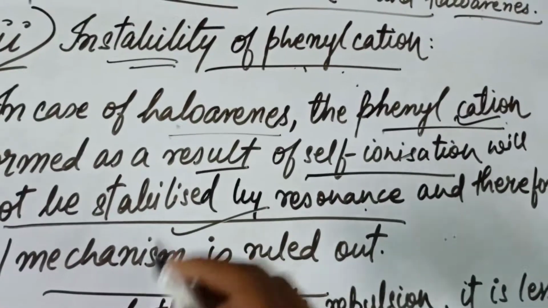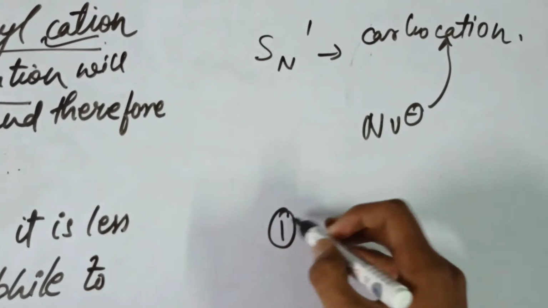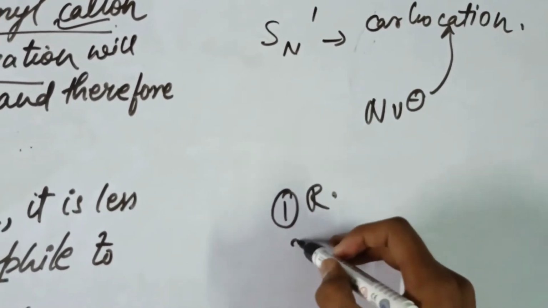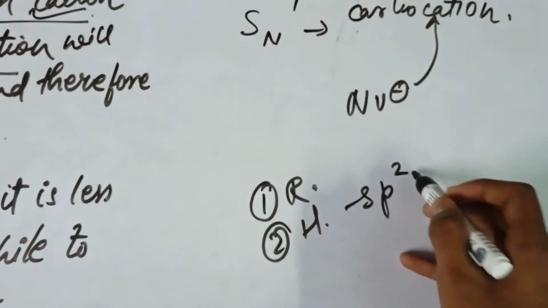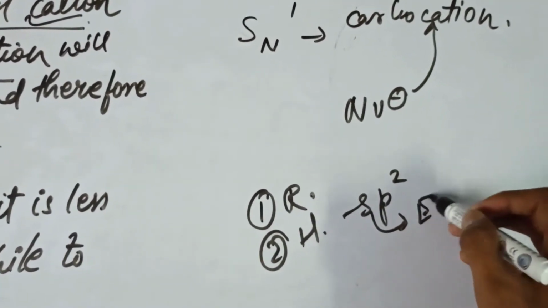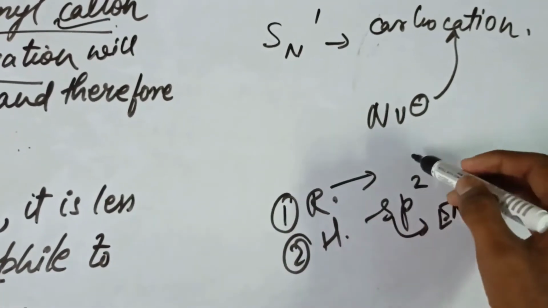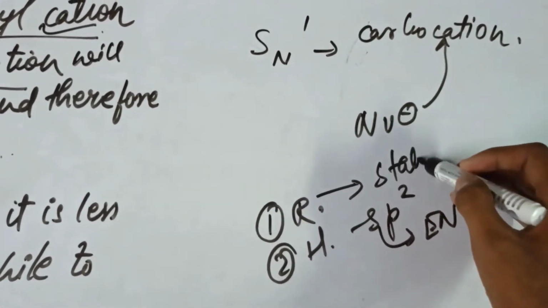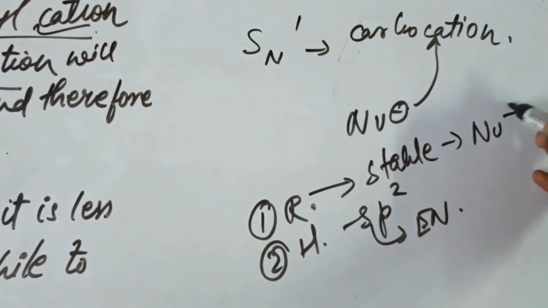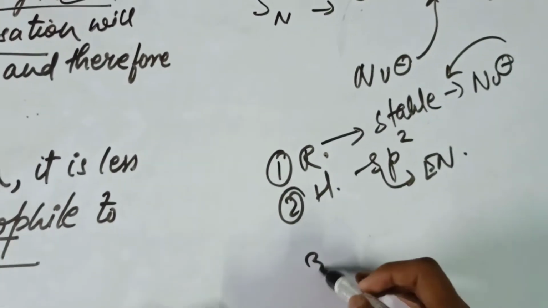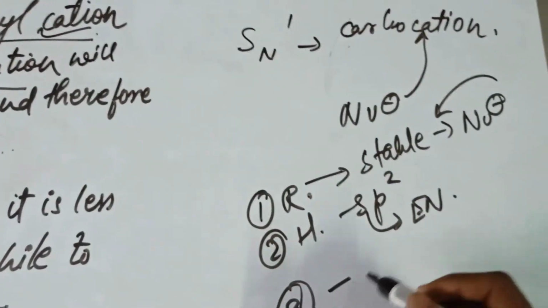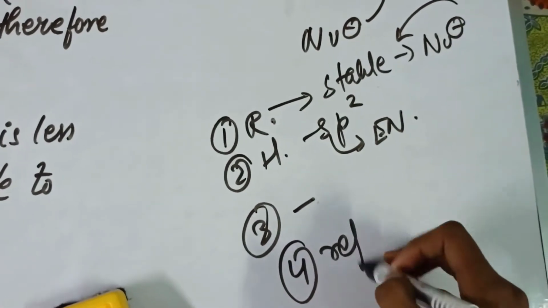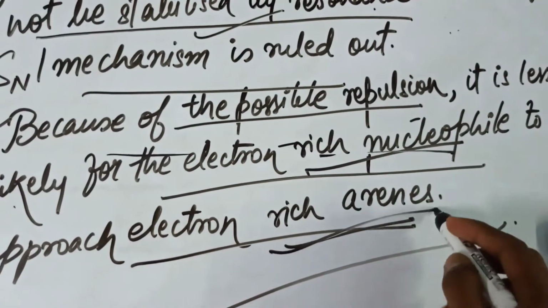I hope it was clear. The first reason was the resonance effect. The second reason was the hybridization: sp2, which has more electronegativity. The resonance effect makes it stable, so that the nucleophile cannot attack on it. The third was the instability of the phenyl cation, and the fourth was the repulsion of the electron rich nucleophile and the electron rich arenes.